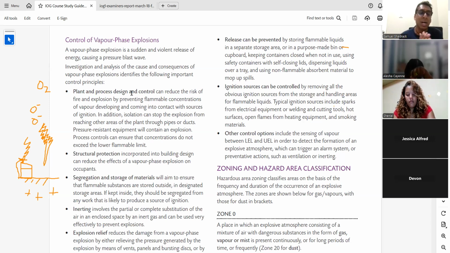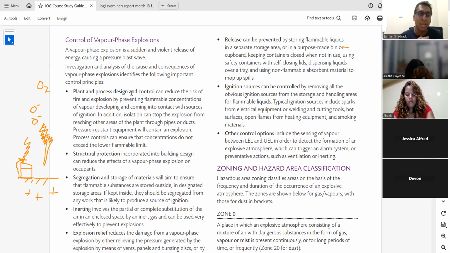Structural protection, incorporation into building designs that can reduce the effects of vapor phase explosion on occupants. And that would probably be relief panels, right? Or again, maybe a fireproof door, fireproof enclosures, all of that would be structural protection, right?